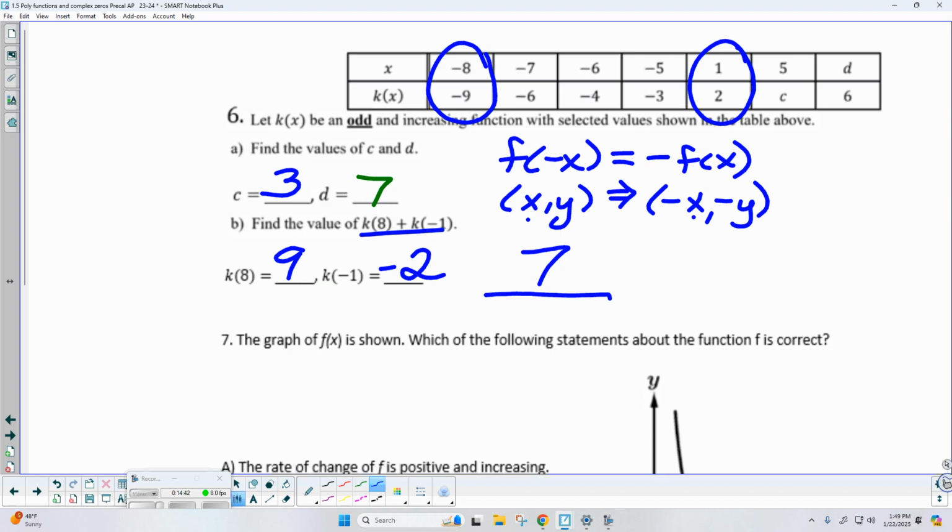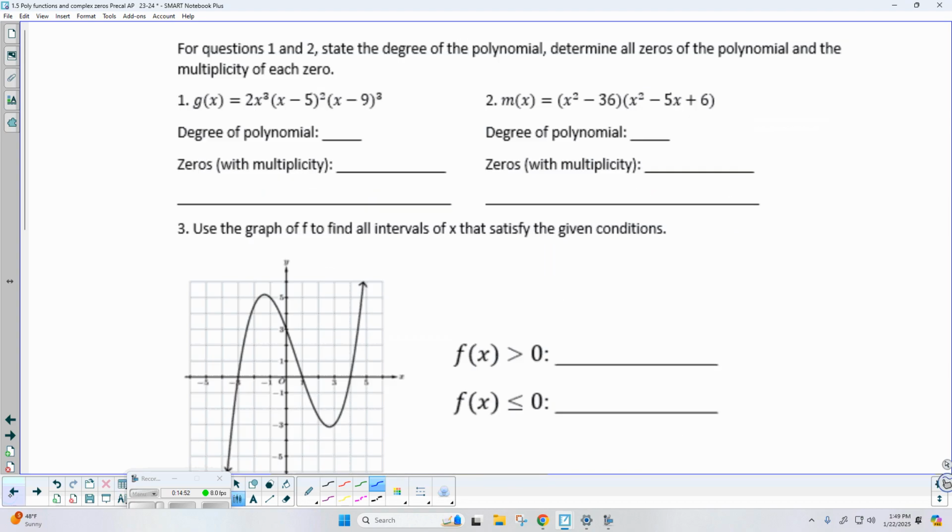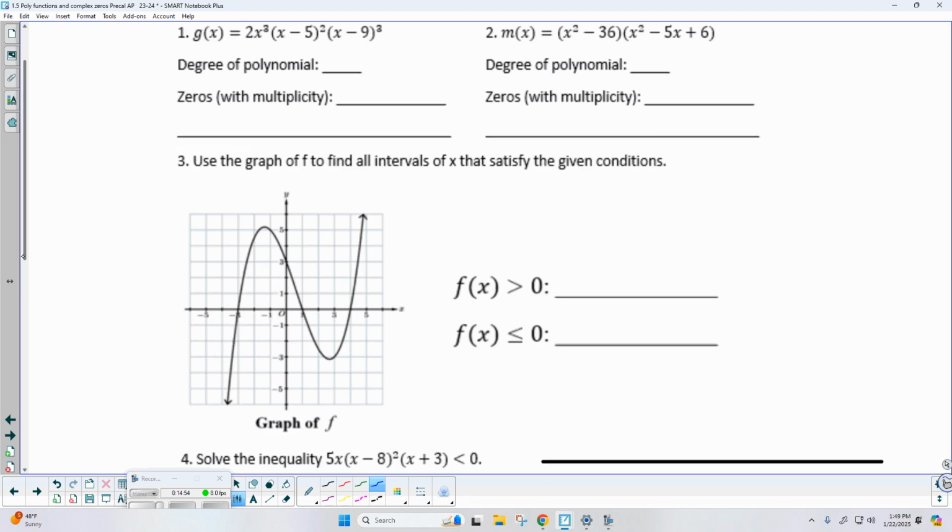Okay. Anything else? What was the answer to the second question on number 3? For the second part, it would have been negative infinity to -3 bracket, union, bracket 1 to 4 bracket, because we're looking for anything below the x-axis. Okay. All right. Anything else?